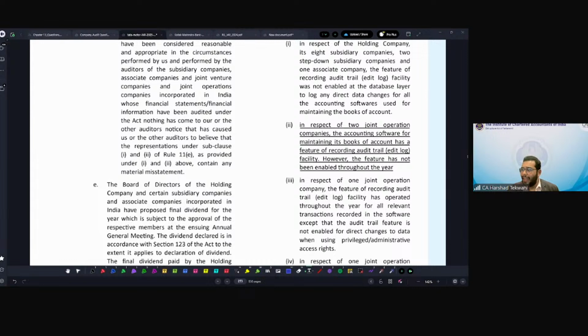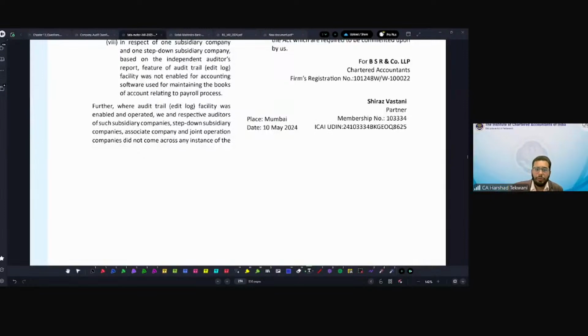Clear? So Rule 11 points are also required to be reported in a similar fashion, the way they were there with respect to your standalone financial statement. No difference is there. And at the end, you have your similar date, signature, place, and UDIN.